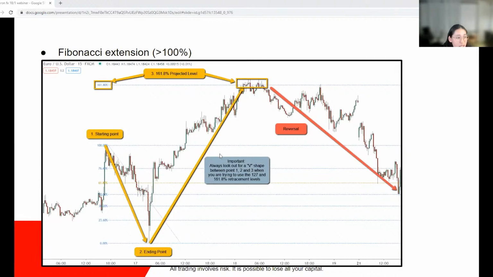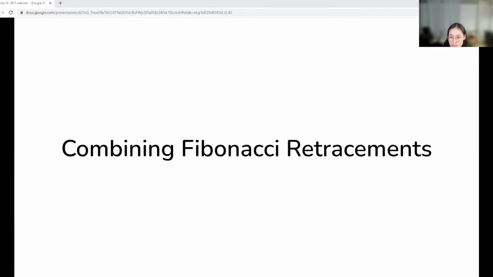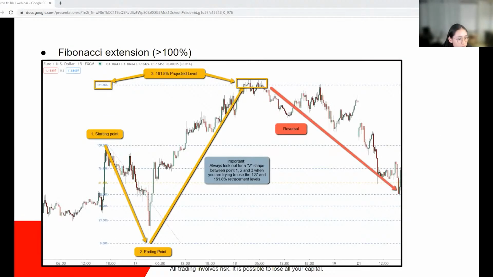So we are expecting it to rise to this level and reverse off of it. So 127 would be perhaps in between here. You might want to wait for price to break through the 127 level before going in for this trade at 161.8.